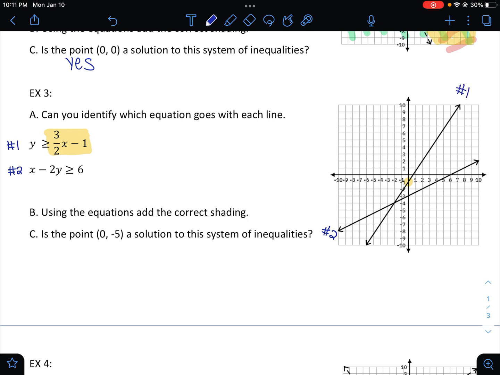Okay, so now that we know that, we can focus on our shading. So if I look right here, this tells me I need to shade above. So I'm going to find my line number 1. I'm going to go up. So this is the area that is shaded above.